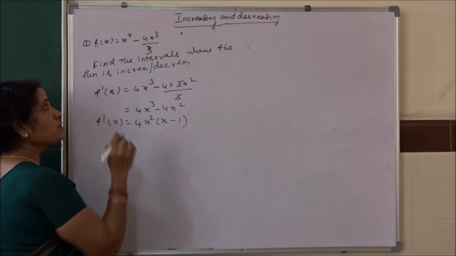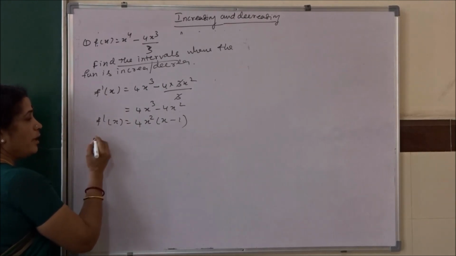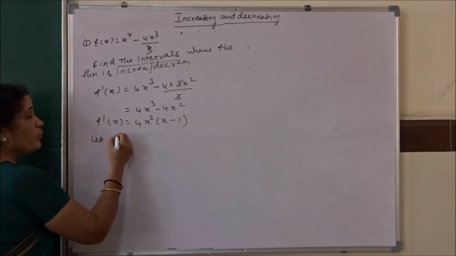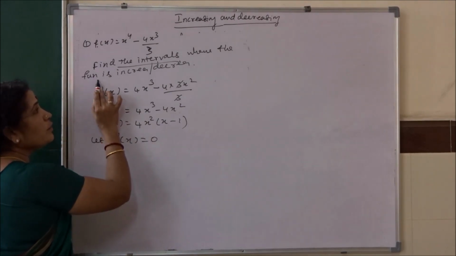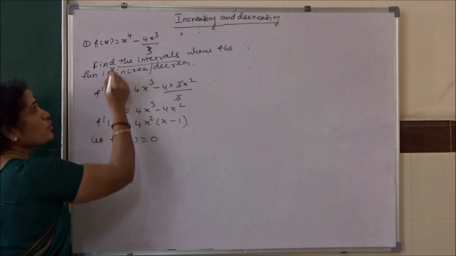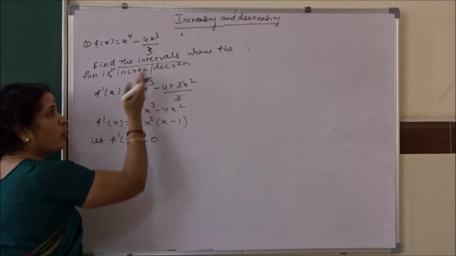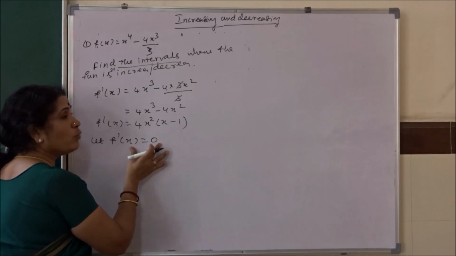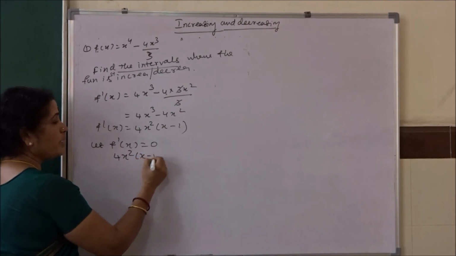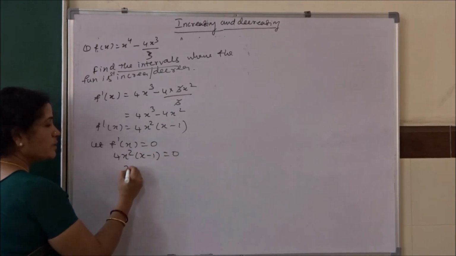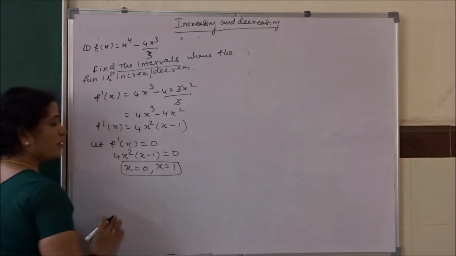Now see, what is the procedure to find the interval? Step number 1, find f dash of x. Now let f dash of x equal to 0. Why are we taking 0? The question is to find the interval where the function is strictly increasing or decreasing, so the equal to sign is not allowed in the question. That's why I am taking equal to 0, to find the value of x. So 4x square into x minus 1 equal to 0. This implies either x is equal to 0 or x is equal to 1. There are two roots we are getting.